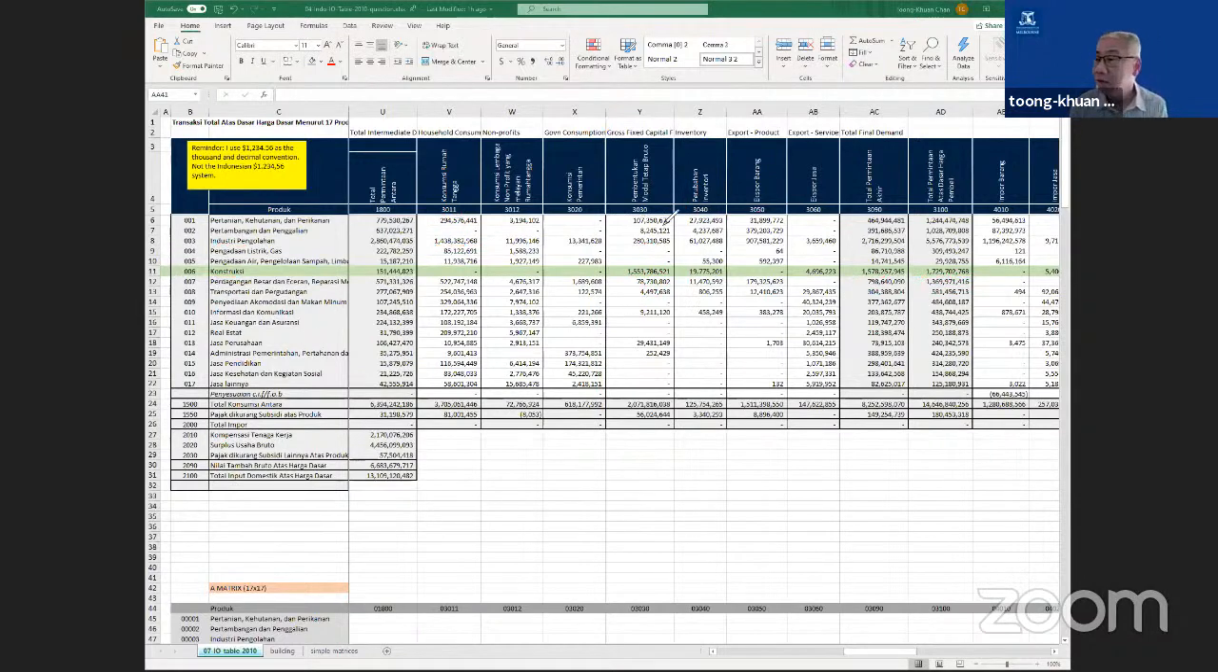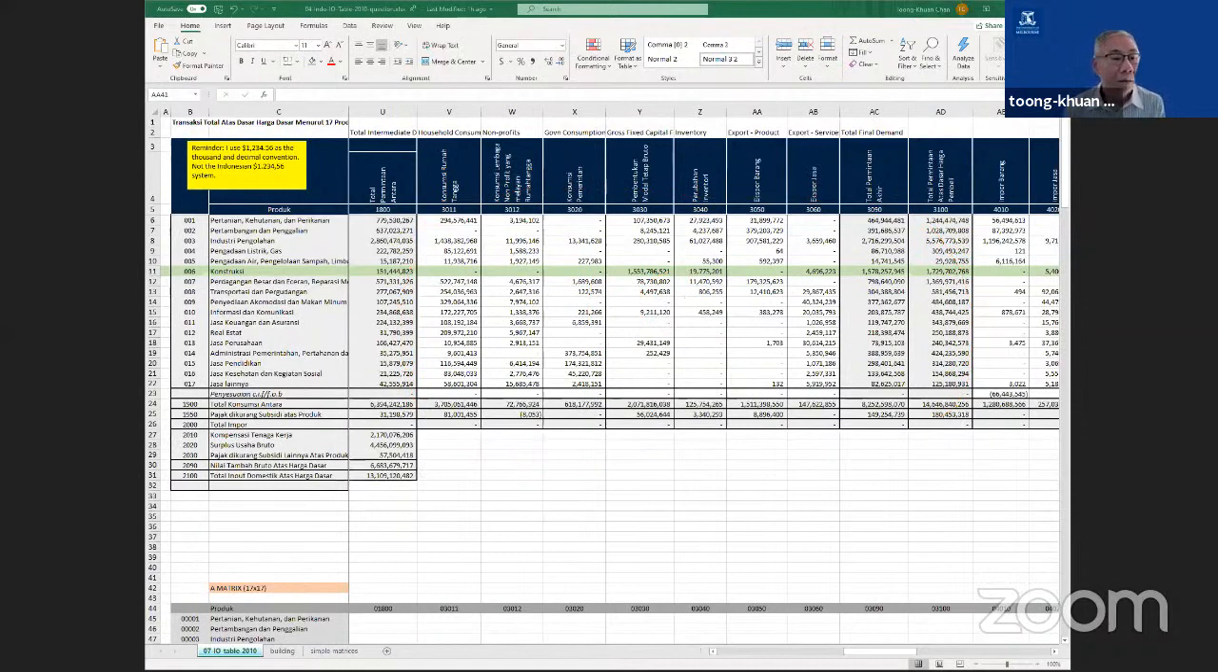Okay, so this whole section is Quadrant 2. Where the output goes in final demand is shown in Quadrant 2. So you have to remember that it's Quadrant 2.